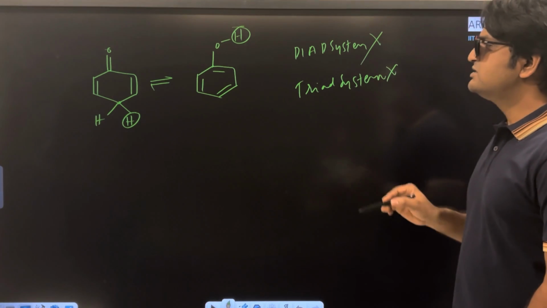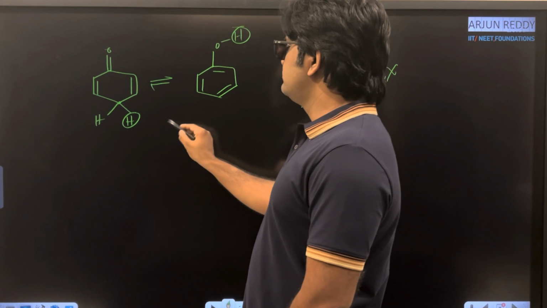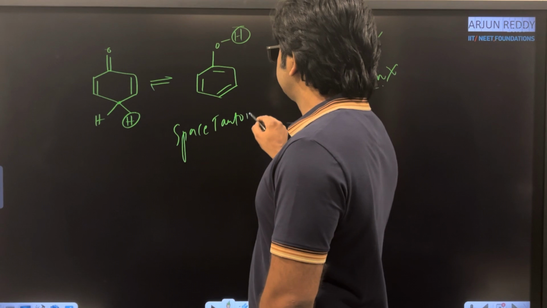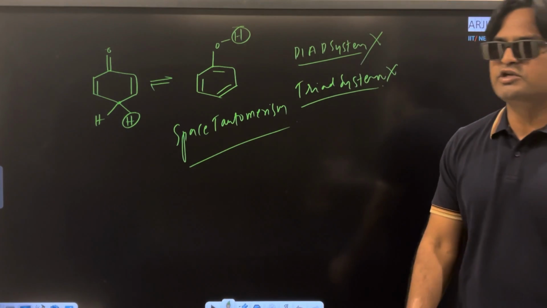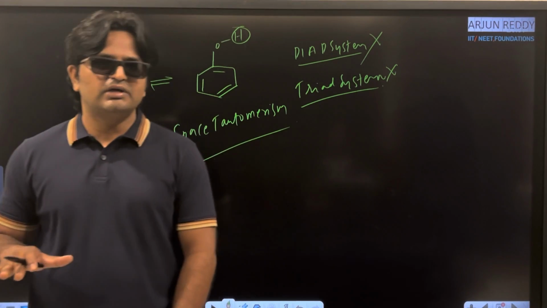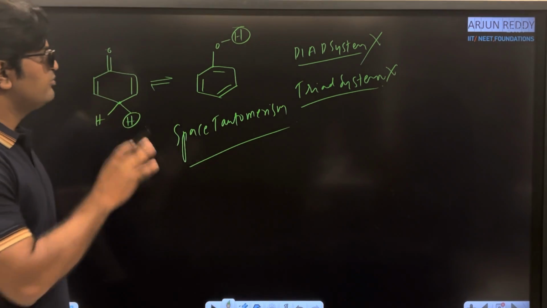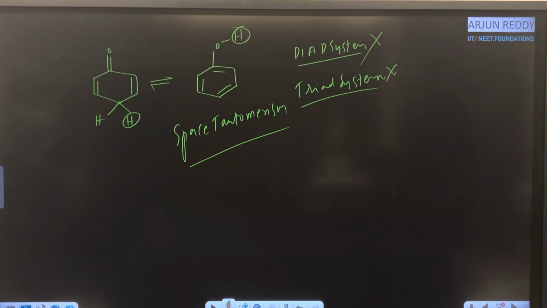Okay. Whenever there is an oscillation of hydrogen other than diad system and triad system, that should be taken as what? Space tautomerism. Very important example, space tautomerism. This molecule is not coming under diad system and not under triad system, and this one is taken as what? Space tautomerism. Very good example and very, very important. These are the 3 different types of tautomerism: diad system, triad system, and space tautomerism.